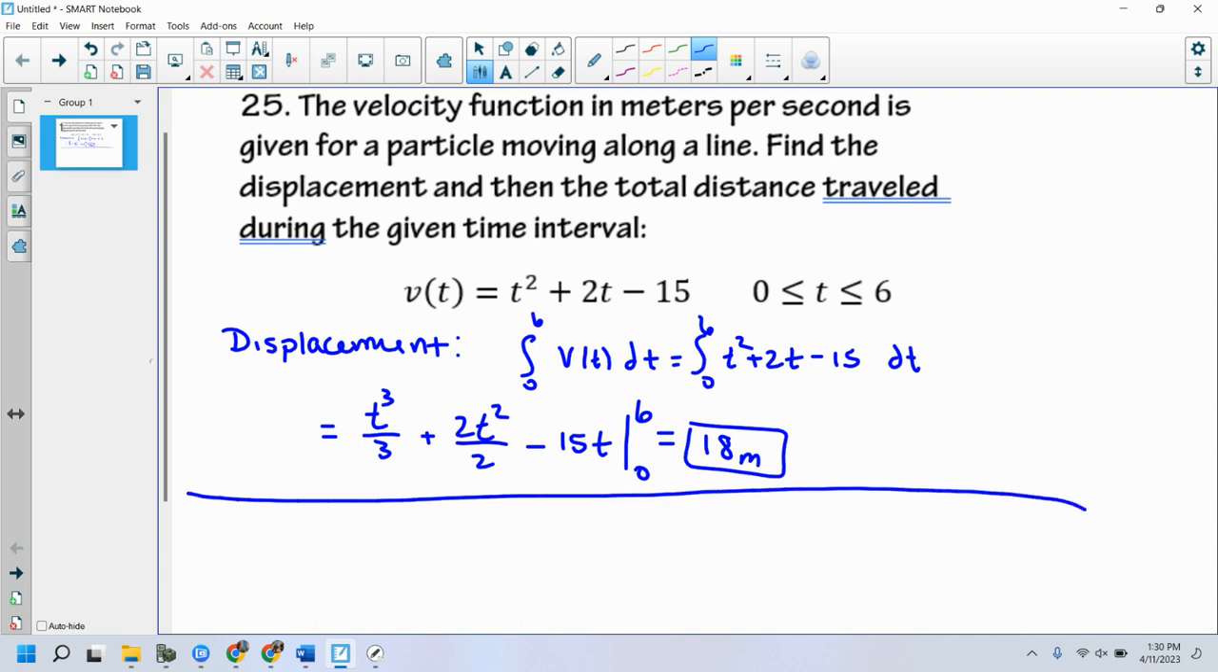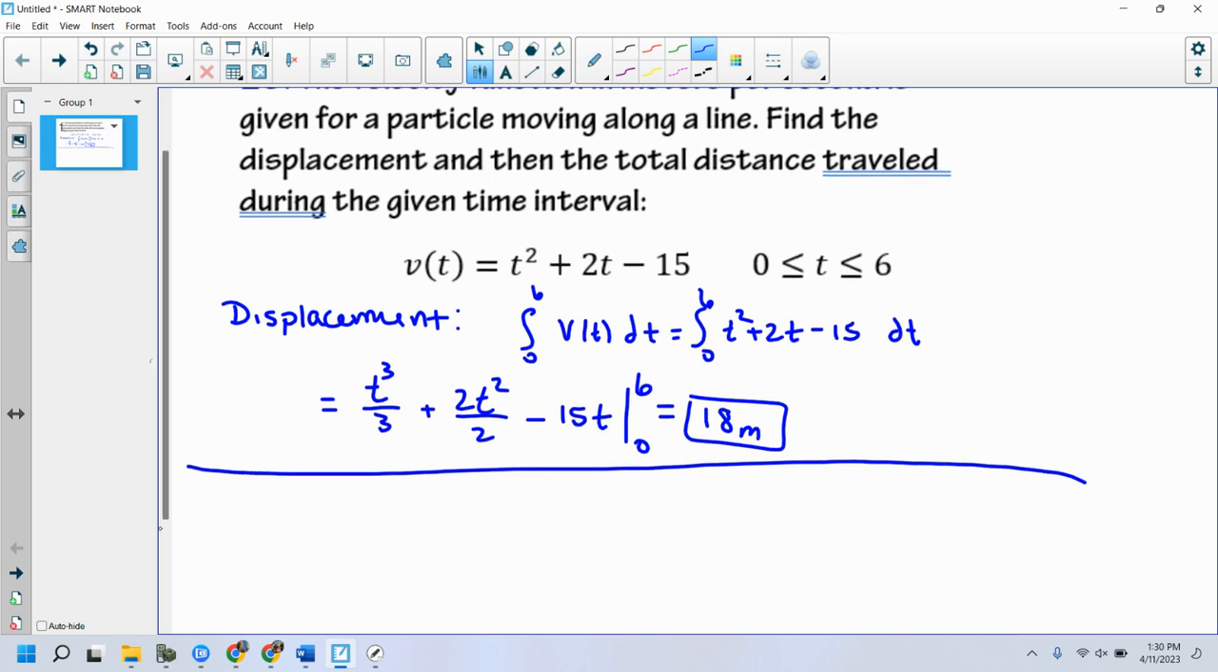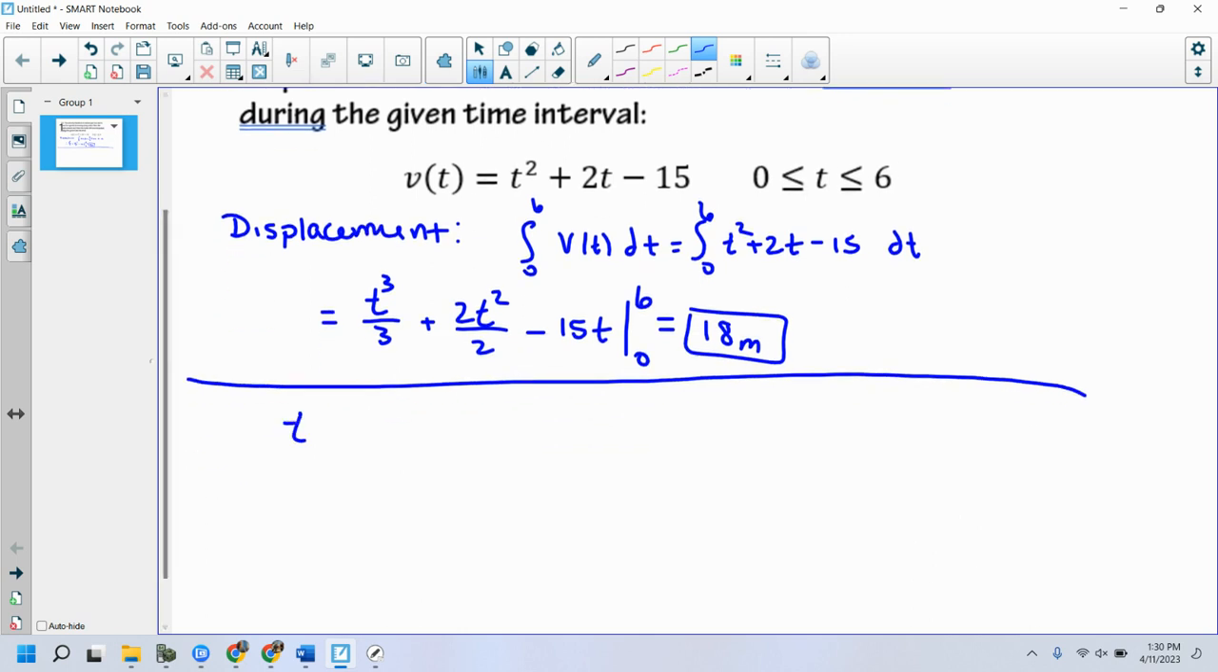So how does that differ from total distance traveled? Well, remember that from 0 to 6, I could be moving in the positive direction or the negative direction. So let's figure out when that's going to happen. I'm going to say t squared plus 2t minus 15 equals 0. When the velocity equals 0, that means I've had a change in direction.